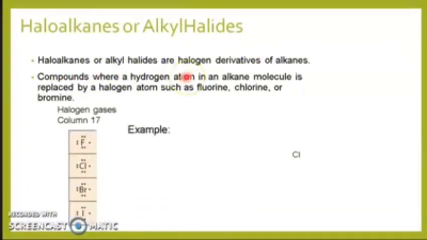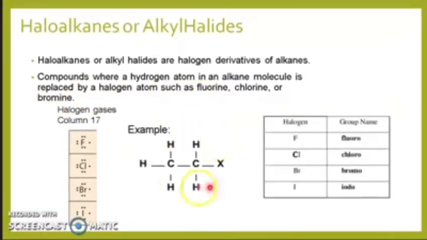They are compounds where a hydrogen atom in the alkane molecule is replaced by a halogen atom such as fluorine, chlorine, or bromine. Now in this example you can see that the hydrogen atom can be replaced by one of the halogen gases since they have 7 valence electrons and therefore they need one single covalent bond in order to achieve stability. Now we're going to learn how to name haloalkanes.